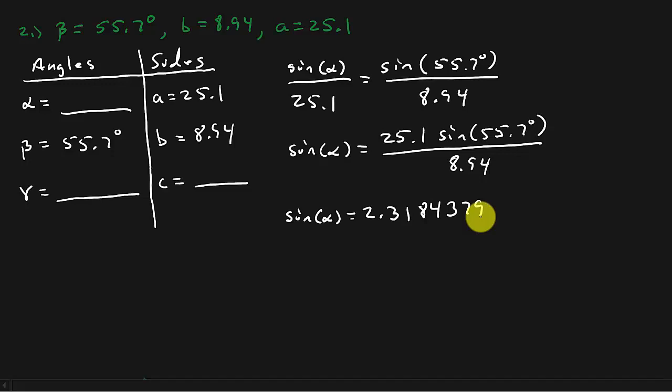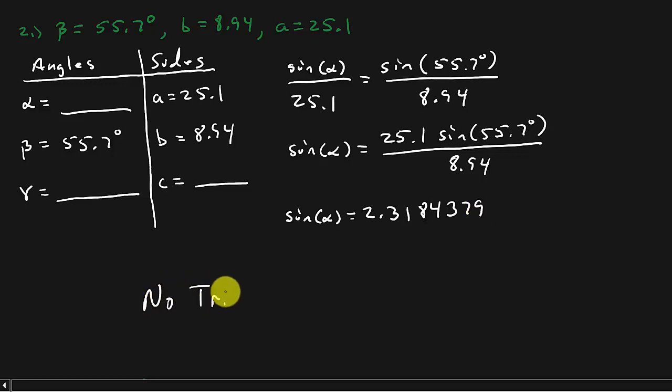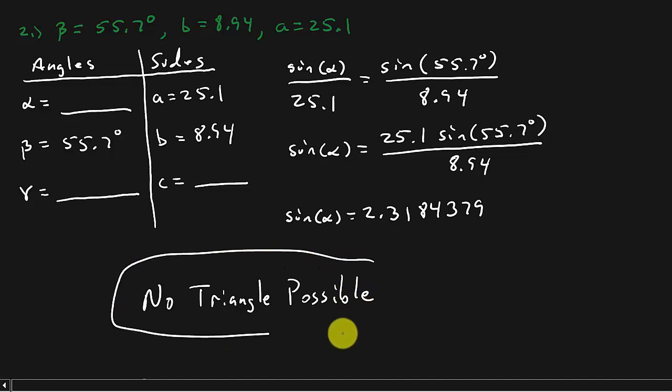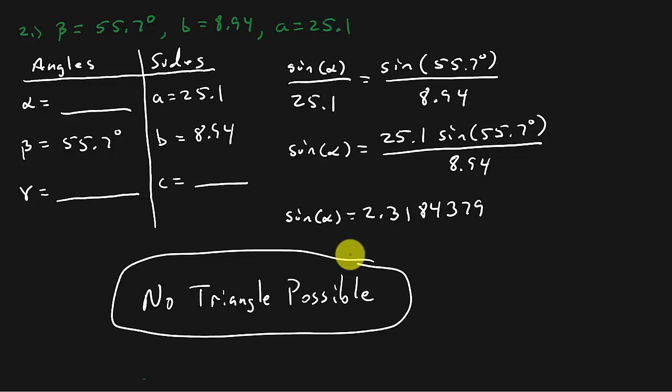So now I need to find alpha. Well, this, no triangle possible. Oh, well, how did I know that? Okay, how did I know that? Well, think about all the stuff that you've learned in trig. Okay, think way back, all that stuff you've learned.